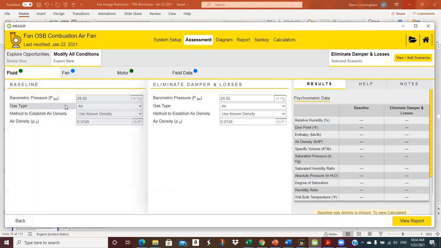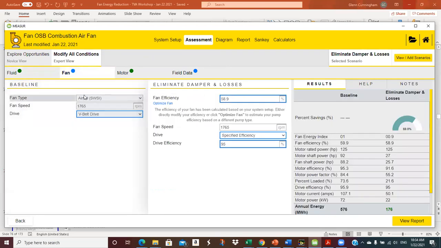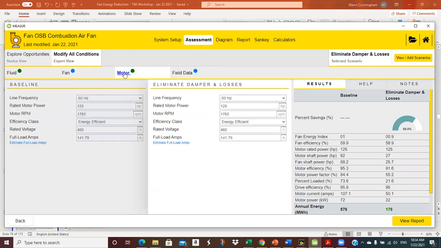And so, I'm not changing fluid or density or anything like that. So I didn't change anything there. I'm not changing the fan, and the fan efficiencies are whatever it calculated them to be. I'm not going to change the drive or anything, so I haven't changed anything on that. On the motor, I'm not changing anything at this point.